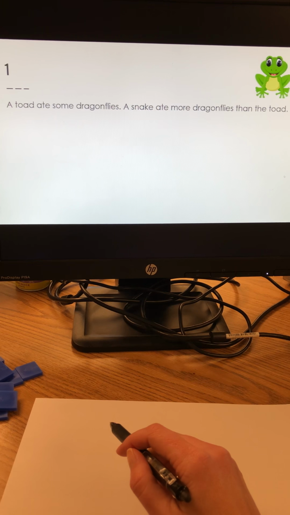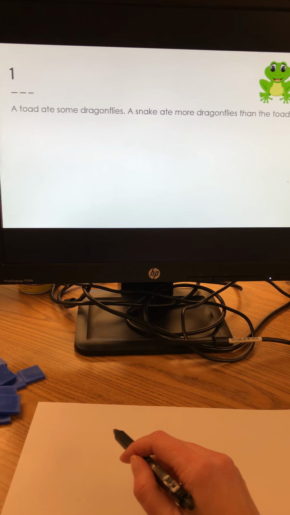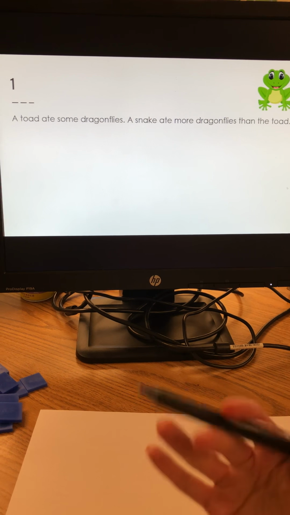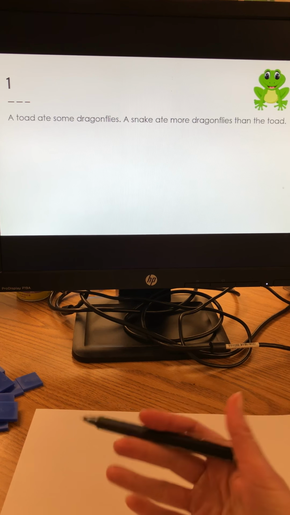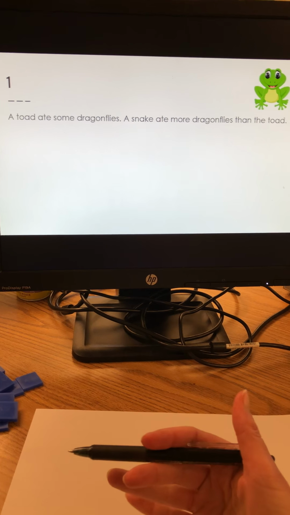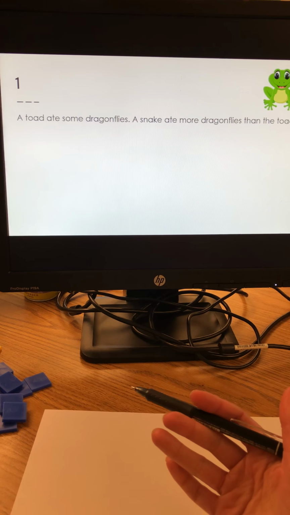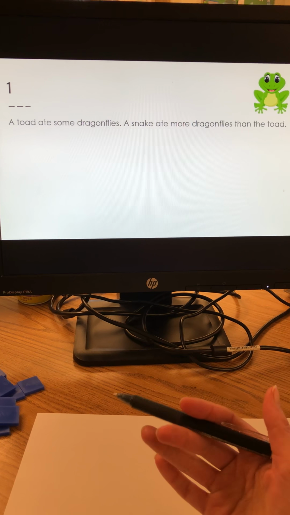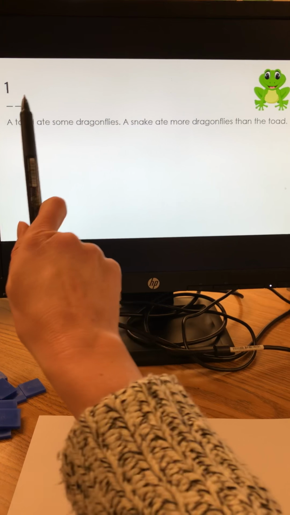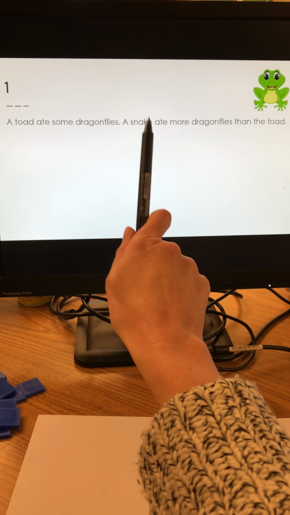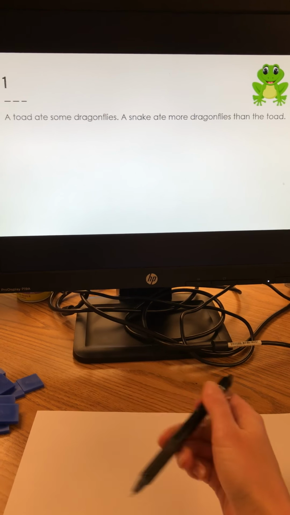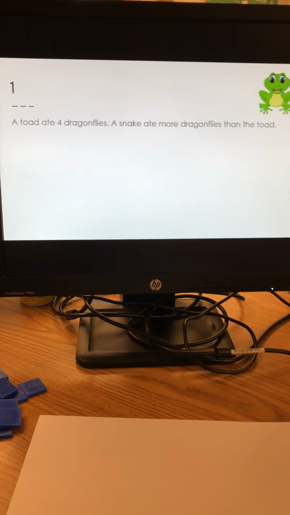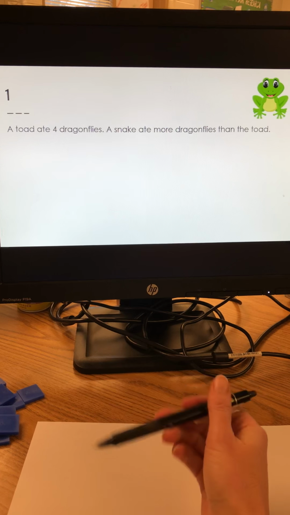The question that you will ask during instruction is, what are you picturing in your mind when you read this sentence? Get kids talking about it, getting them to turn and talk with their partners and talking about what they're imagining or what they're picturing. And then the next question you can ask is, how many dragonflies are you picturing each animal ate? Just to make sure that they understand that the toad ate some, but the snake actually ate more than the toad. And then the next slide will pop up, and we have now more information.